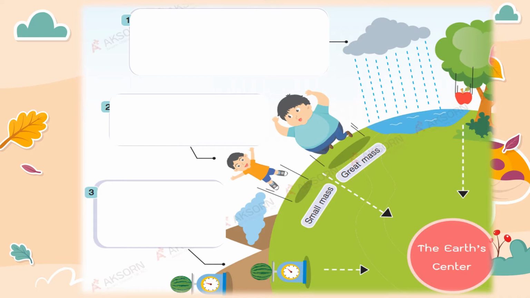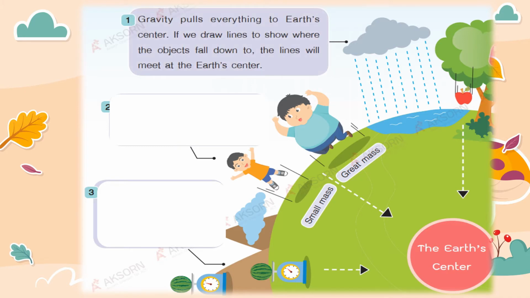So let's move on. The first one: gravity always pulls toward Earth's center. If we draw a line to show where the object is pulled down to, the line will meet at the Earth's center. Look at the rain. Because of gravity, it is falling down.